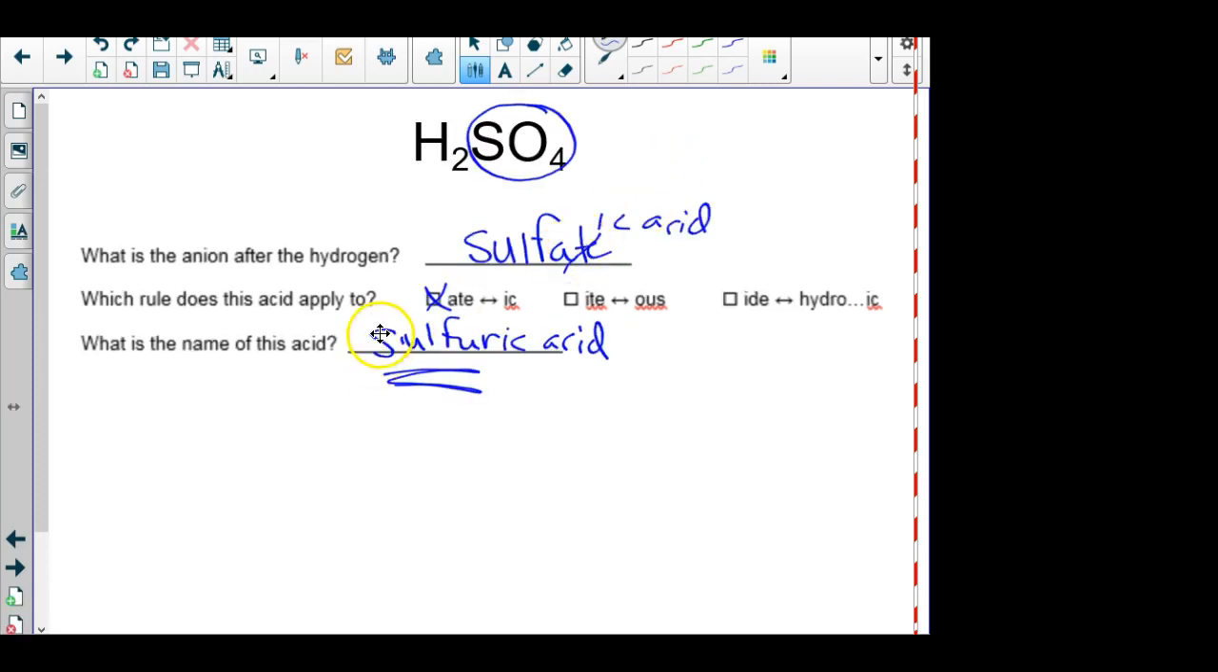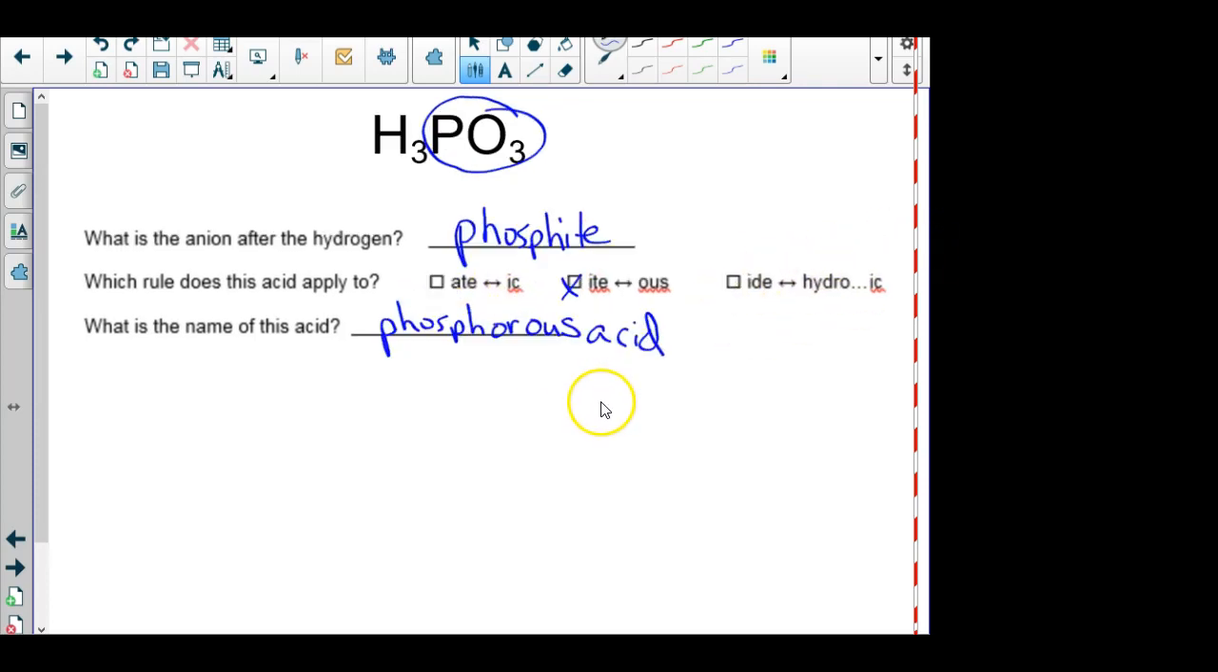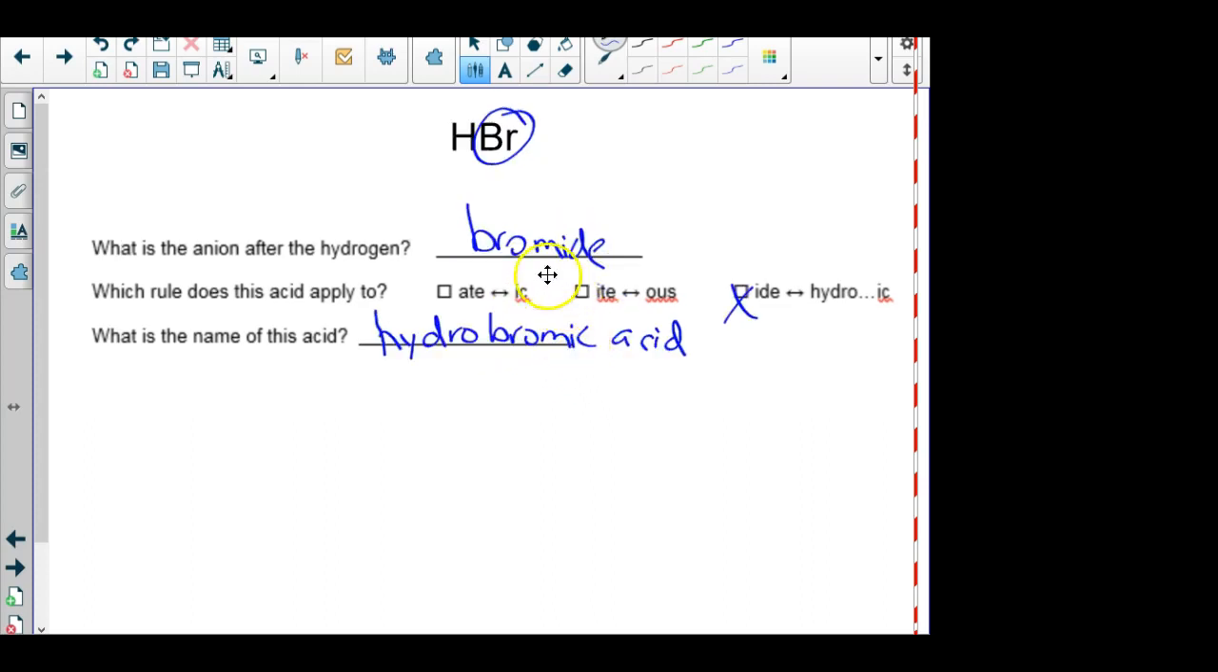This is an ate, so there's no hydro on the front because, again, the only time it can have hydro is if it ends in ide. This ends in ate, and ates go to ic, so sulfuric. Phosphite, so phosphorus. This is an ide ending on the anion, so I should expect to see hydro in the front because it ends in ide, so hydrobromic.